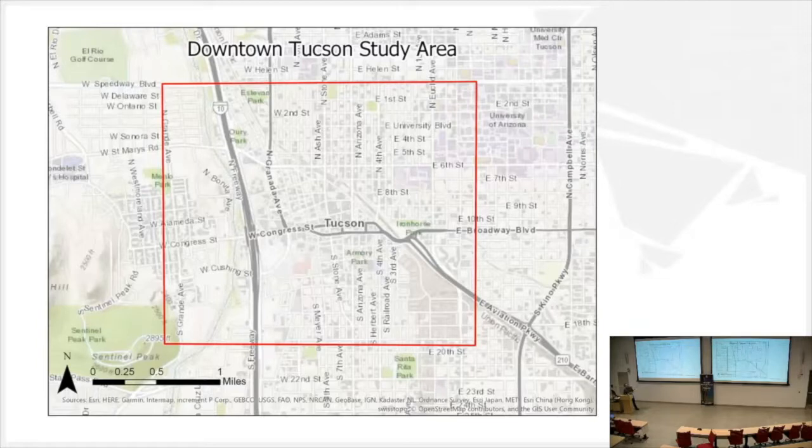This map shows the largest extent of the study area for this project. And while this is a larger boundary than what we typically think of as downtown Tucson, this covers the downtown core as well as districts that are heavily impacted by the development occurring there and share a lot of relationships with that central downtown core.